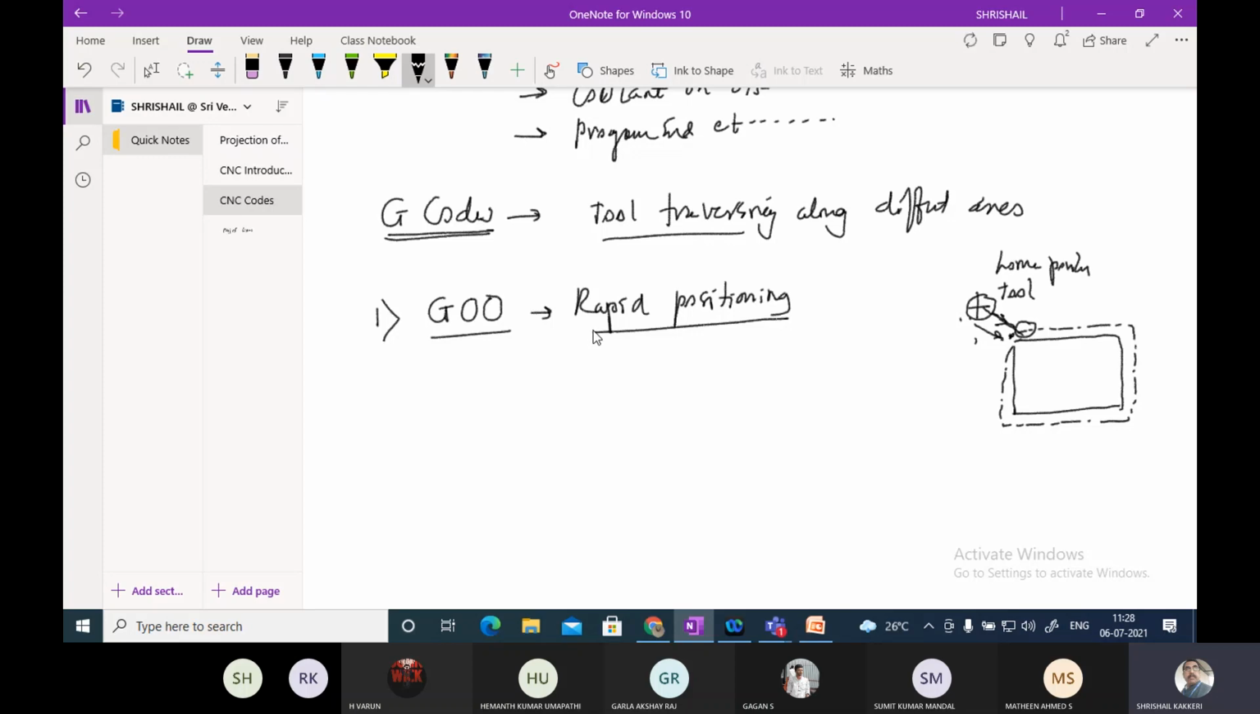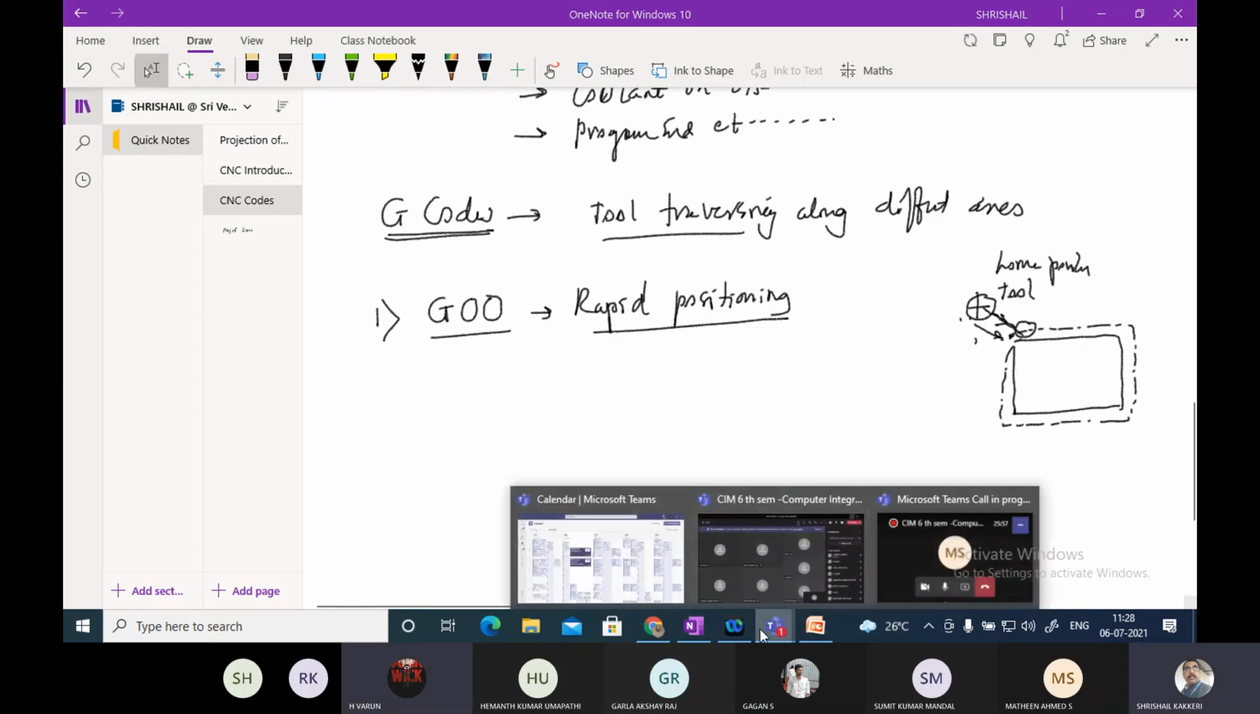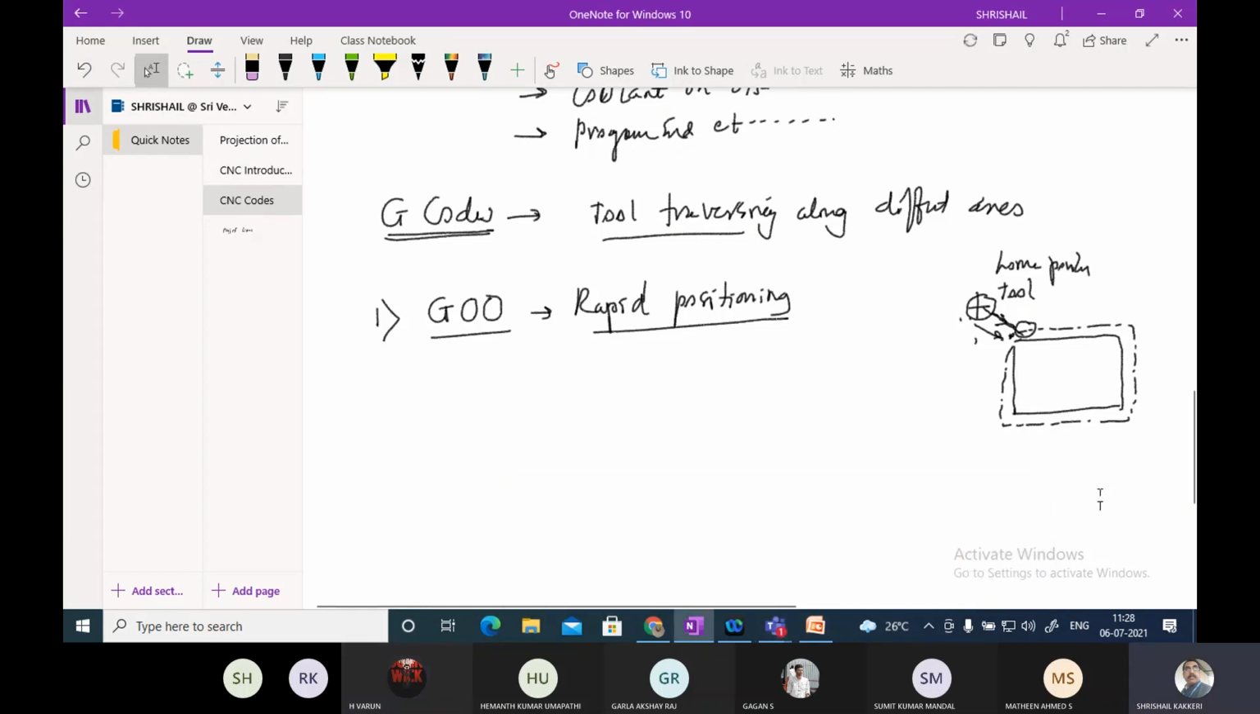You understood? All of you, please, one of you unmute. Yes, sir. You understood it? G00, these are very important. Why I am telling. Okay, G00 is rapid positioning.